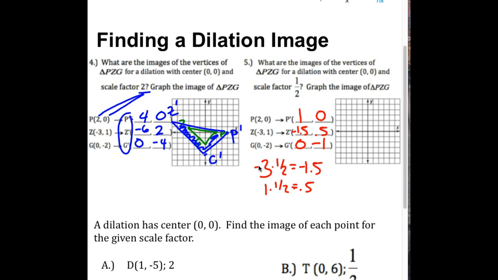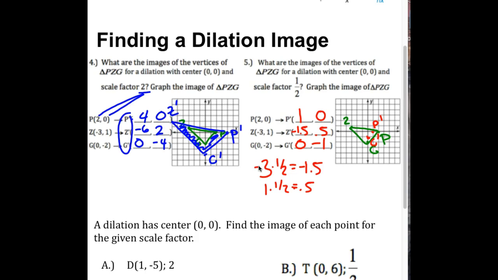Now we can graph all these points. We'll graph our pre-image, P, Z, and G. P is at 2, 0. Z is at -3, 1. G is at 0, -2. And now when we graph our image, since this one has a scale factor of 1/2, it's going to be smaller. It's going to be inside there. Here's our P prime at 1, 0. Our G prime is down at 0, -1. And then our Z prime is going to be at -1.5, 0.5.